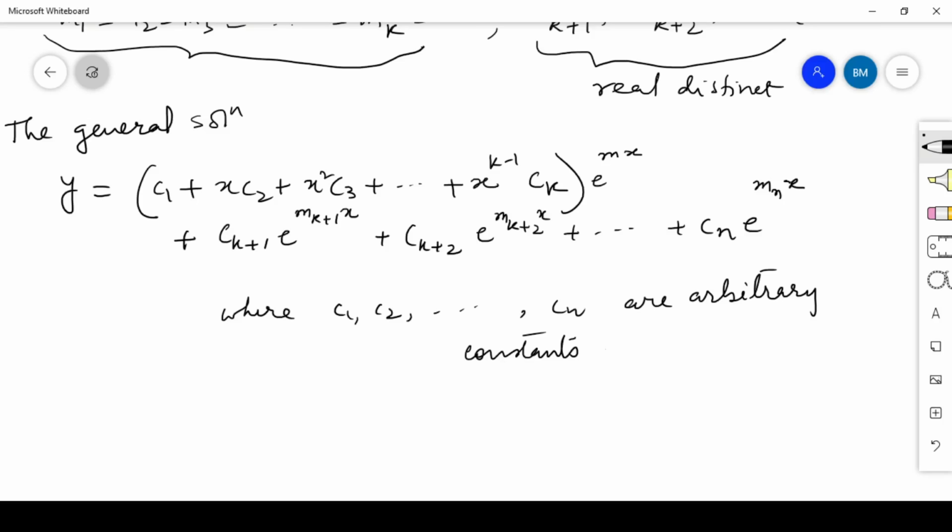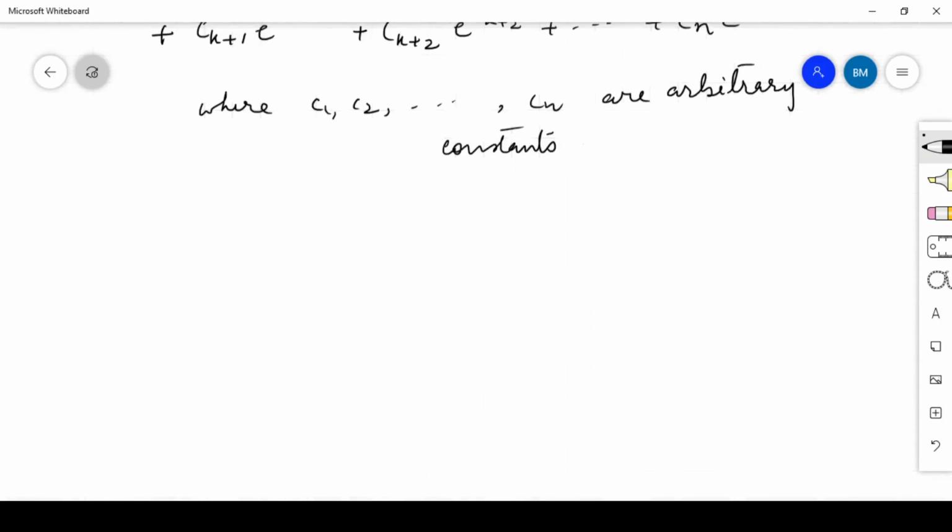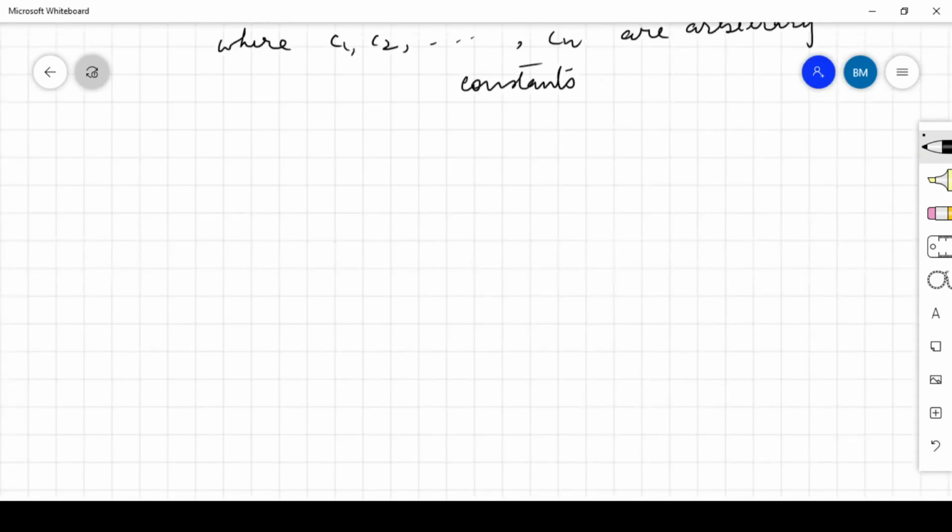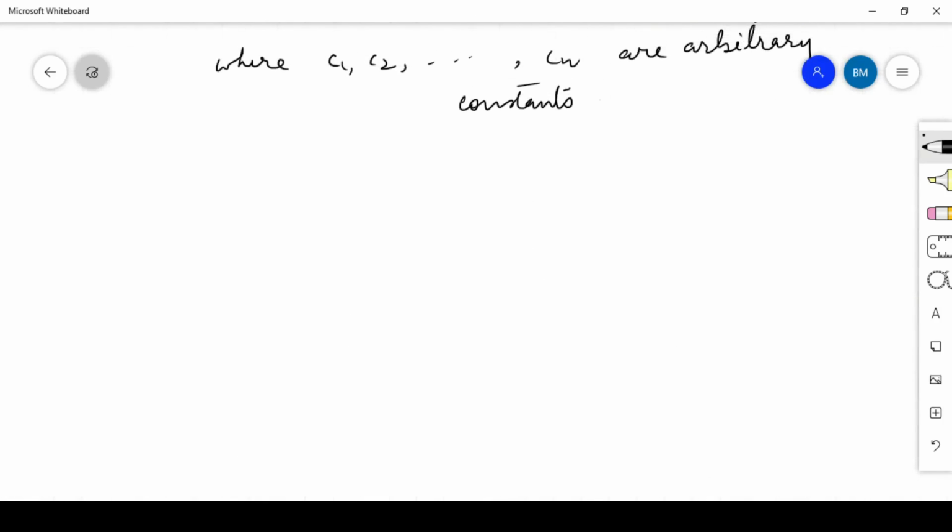I already told that. So let me state the theorem. Then it will be better for you. Let me state the theorem. Theorem 4.1, number 1.